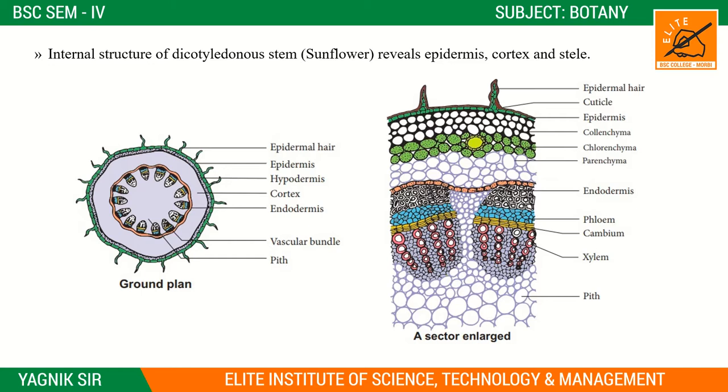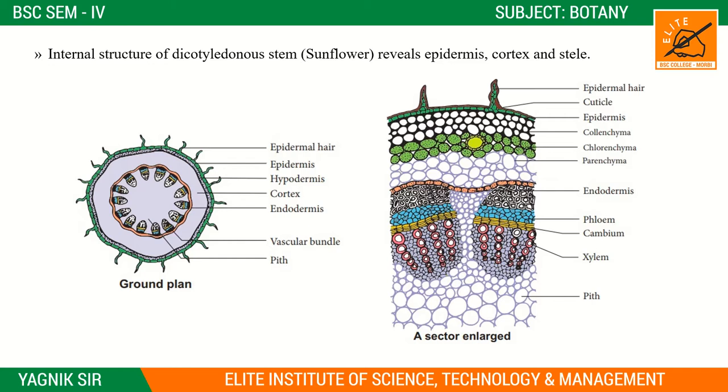So the internal structure of the dicotyledon stem, and this image is a sunflower stem, right? The tissue systems are differentiated into three regions, right? Dermal region, ground region, and vascular region. So they are also differentiated into epidermis, cortex, endodermis, pericycle, xylem, and phloem. All the parts are present in the dicotyledon stem.